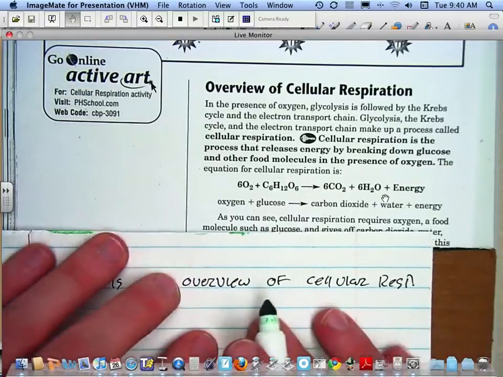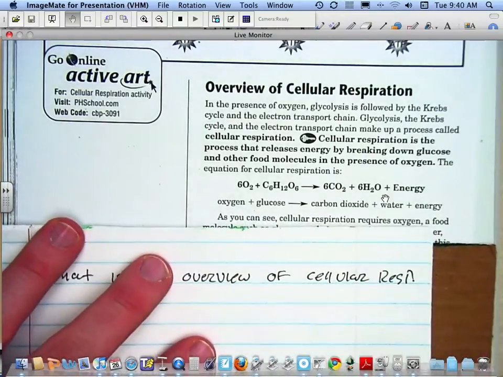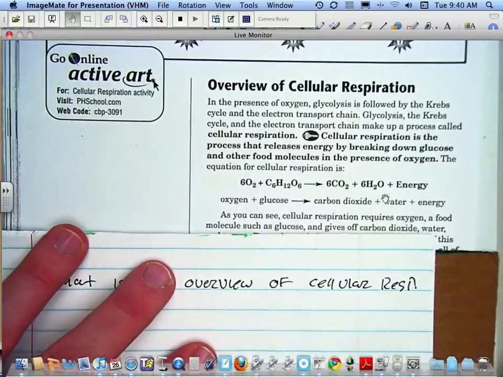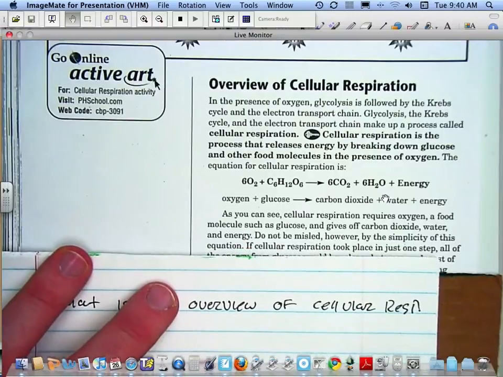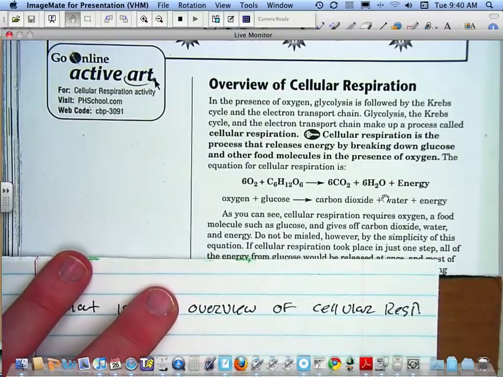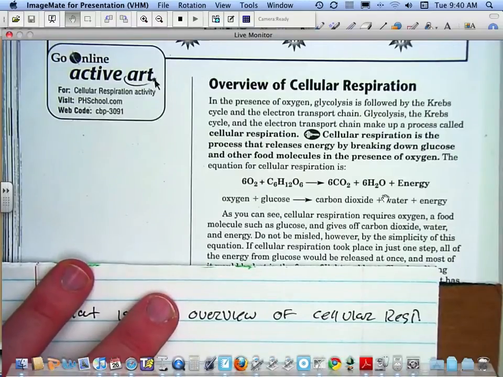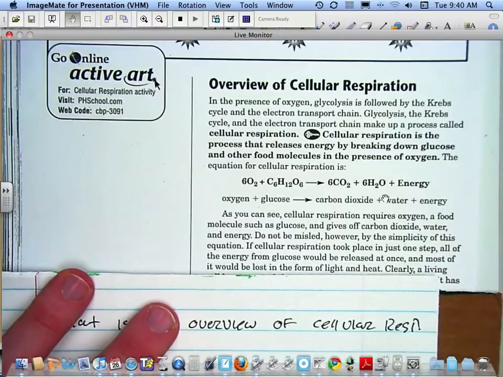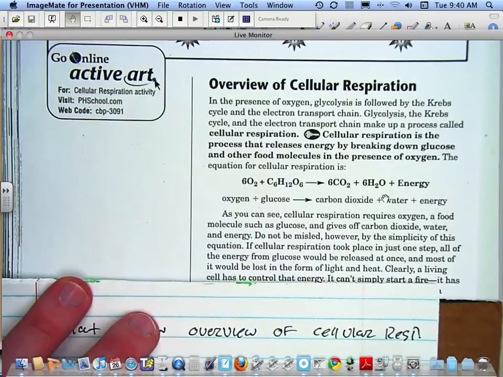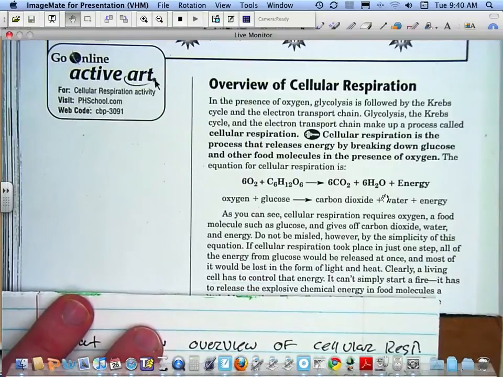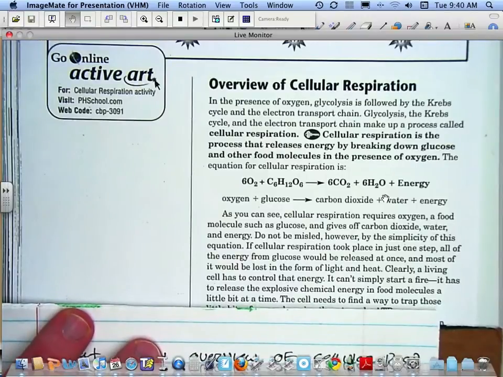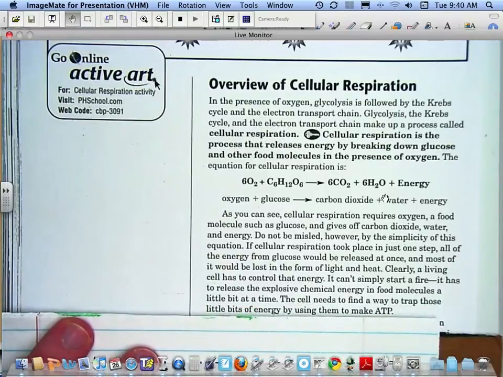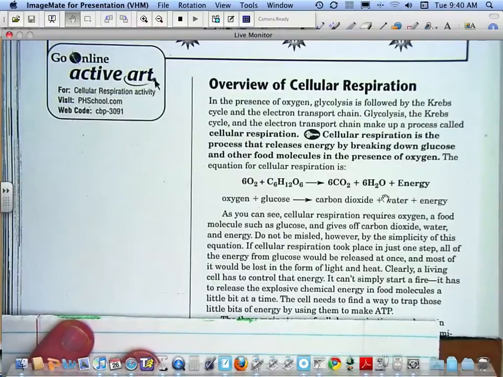Okay, as you can see, cellular respiration requires oxygen, a food molecule such as glucose, and gives off carbon dioxide, water, and energy. Do not be misled, however, by the simplicity of this equation. If cellular respiration took place in just one step, all of the energy from glucose would be released at once, and most of it would be lost in the form of light and heat. Clearly, a living cell has to control that energy. It can't simply start a fire. It has to release the explosive chemical energy in food molecules a little bit at a time. The cell needs to find a way to trap those little bits of energy by using them to make ATP.